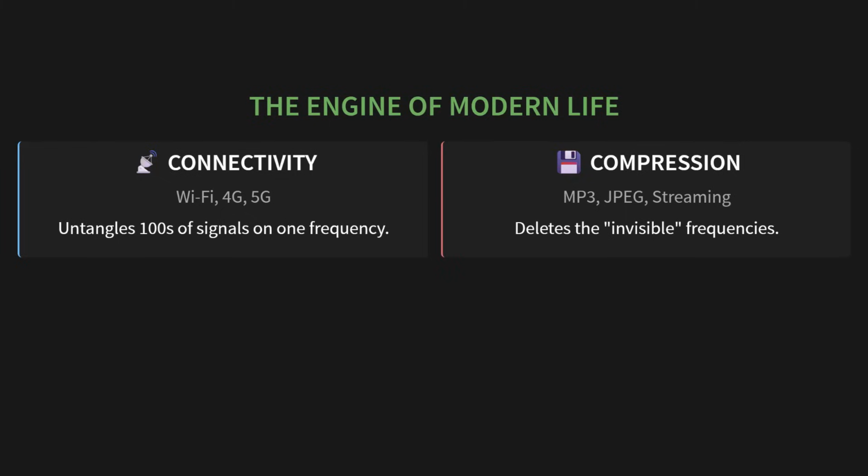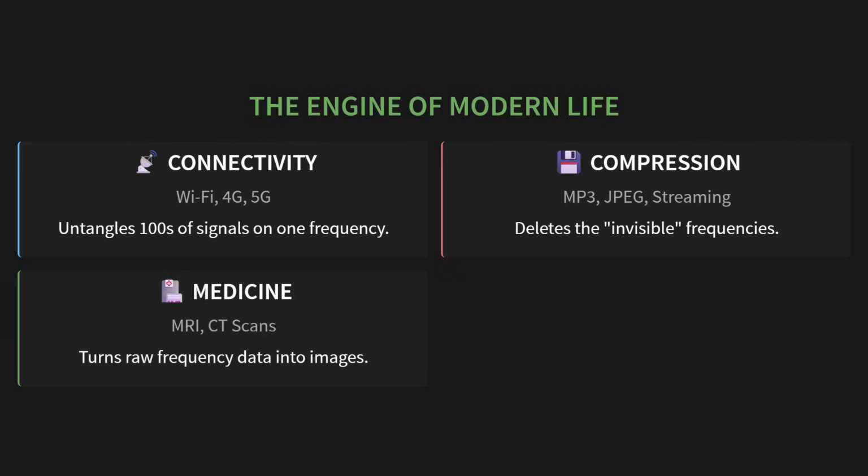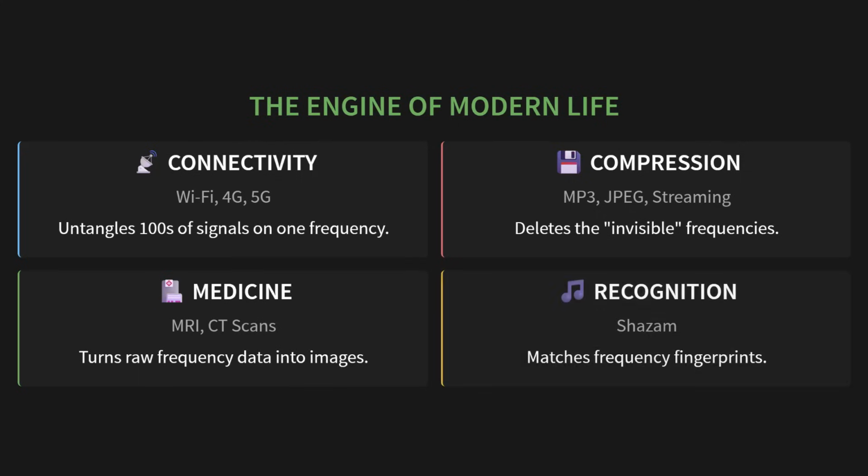What about compression? Your MP3s, your JPEGs, the video you're streaming right now? The FFT is used to find and delete all the invisible frequencies you can't see or hear, making the files tiny. In medicine, MRI and CT scans, the raw data they capture is pure frequency data. The FFT is what turns that raw data into the images a doctor can actually read to save a life. And recognition. An app like Shazam? It's literally taking a frequency fingerprint of the music in the room and matching it against a massive database. That's the FFT at work.